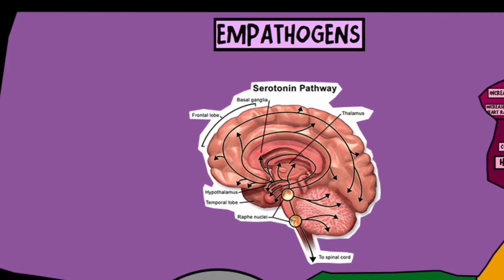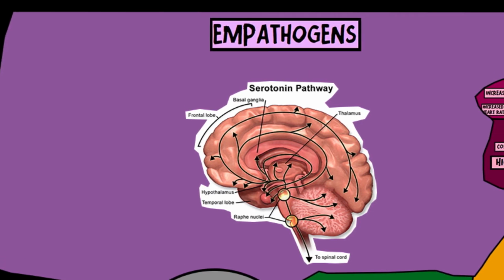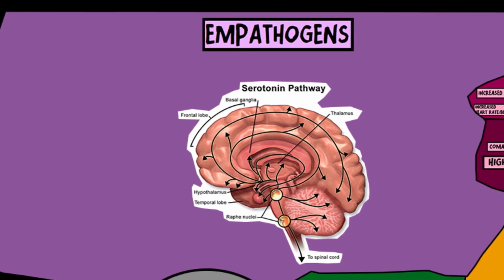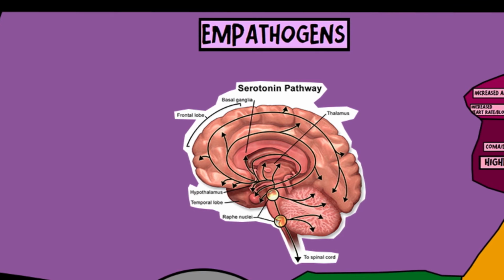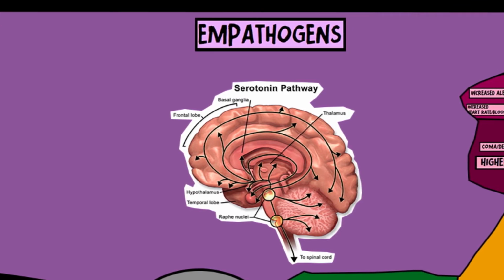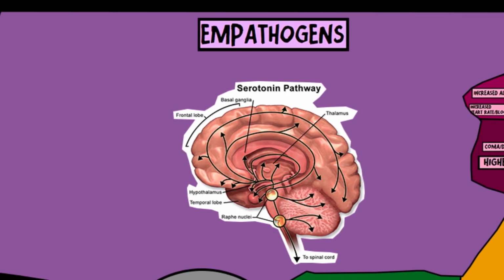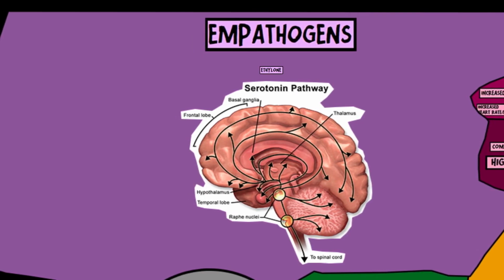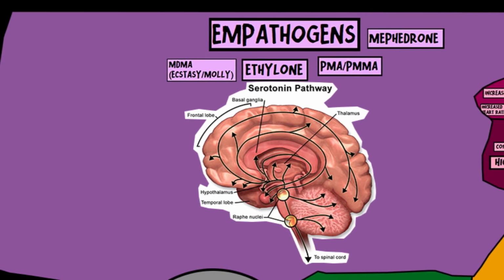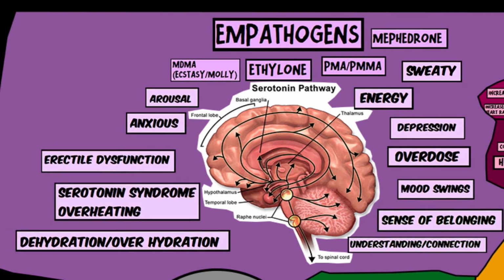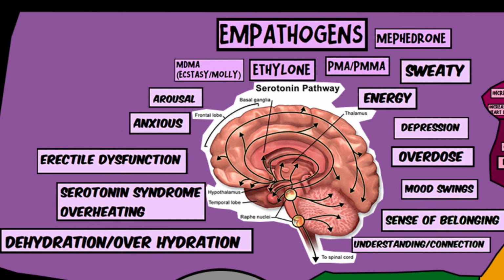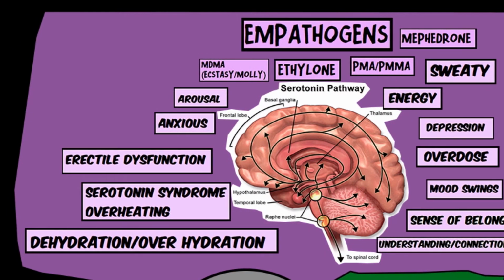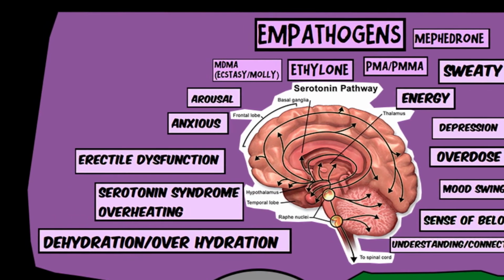Using this type of drug can cause the serotonin levels in the brain to become very low and can also lead to hyperthermia. This is when the body's temperature becomes abnormally high, caused by a failure of the heat regulating mechanisms of the body to deal with the heat coming from the empathogens. These are the most commonly used empathogens. The effects of these drugs may cause the following: serotonin syndrome, overheating, risk of dehydration, overhydration, erectile dysfunction, overdose, feeling a sense of belonging, understanding, or connection.